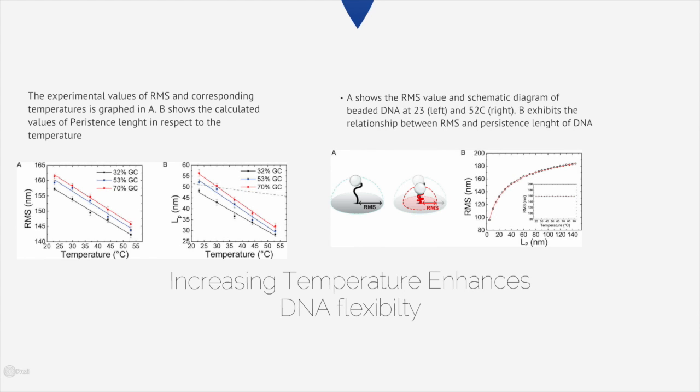The graph on the left shows the values for RMS and persistence length at different temperatures. As you can see, the persistence length decreases with increasing temperature. One can also observe that there is no significant difference in persistence length between DNAs of varying GC content. This indicates that while architectural proteins do help in bending, it is an essentially intrinsic quality of DNA.